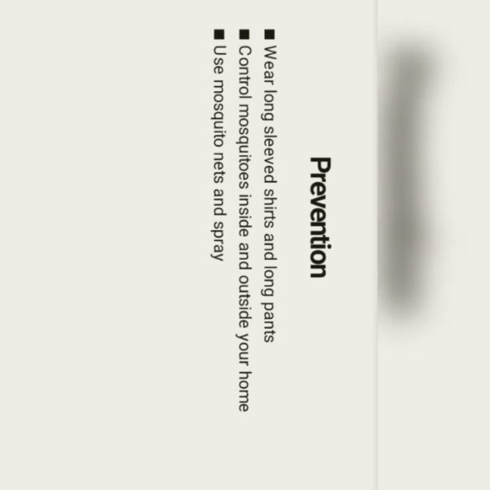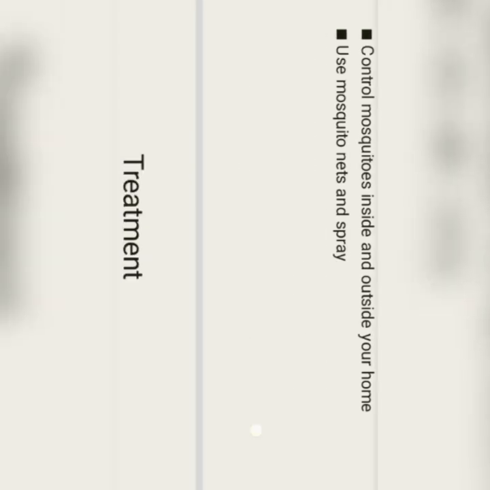Prevention. How can we prevent dengue infection? Wear long-sleeved shirts and long pants. Control mosquitoes inside and outside your home. Use mosquito nets and spray.